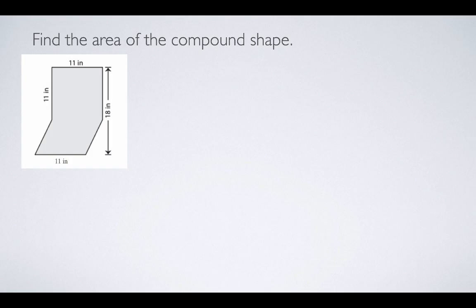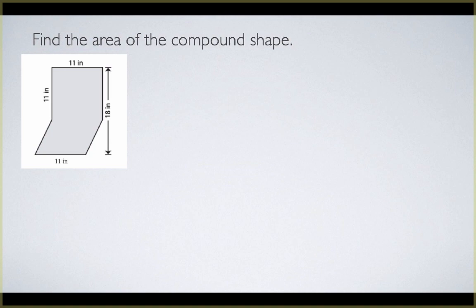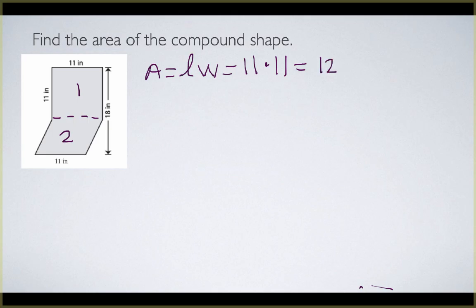We also have compound shapes. In compound shapes, we just have to break them into parts we can find the areas for. So I'm going to split this into two pieces. I'm going to call this part 1 and this part 2. Part 1 is a rectangle, so that's our length times our width, which in this case is 11 times 11, which is 121 units squared. That's area 1.